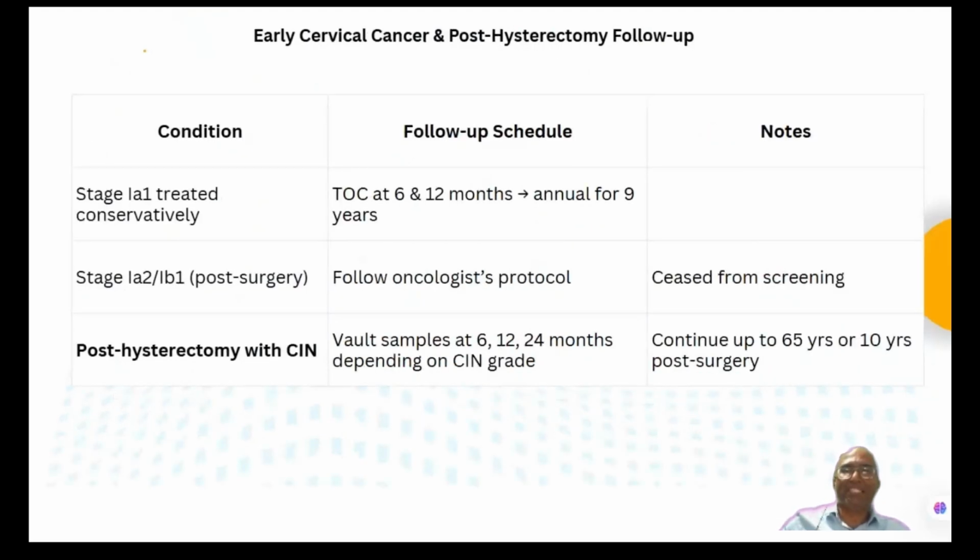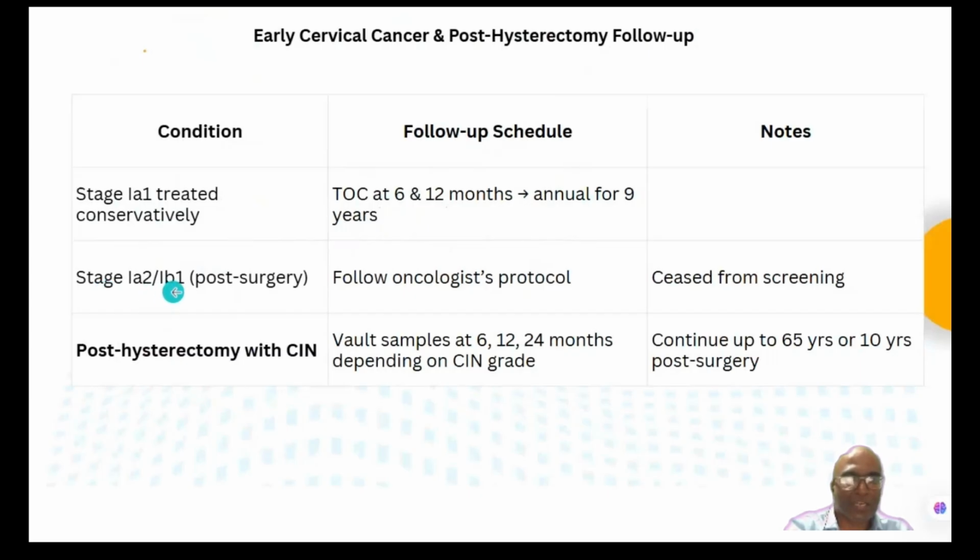Now, early cervical cancer and post-hysterectomy follow-up. In stage 1A1, that is microinvasive CS cervix, which is treated conservatively, what is the follow-up? You will do test of cure at 6 months and 12 months and annual for 9 years. So here stage 1A1, which is treated conservatively, test of cure at 6 months and 12 months, and further annual follow-up for 9 years is required.